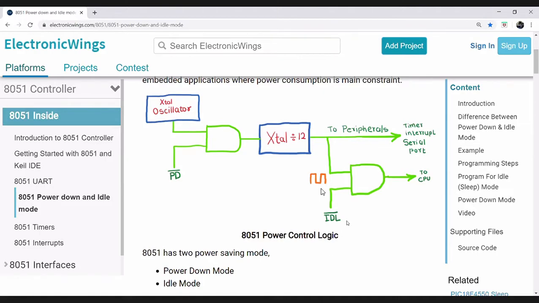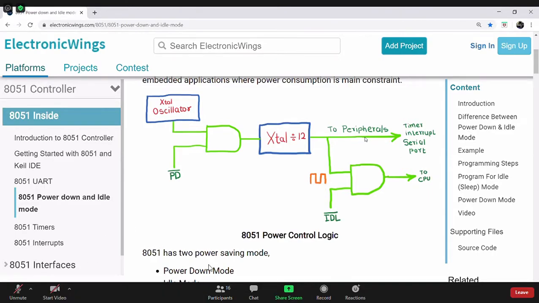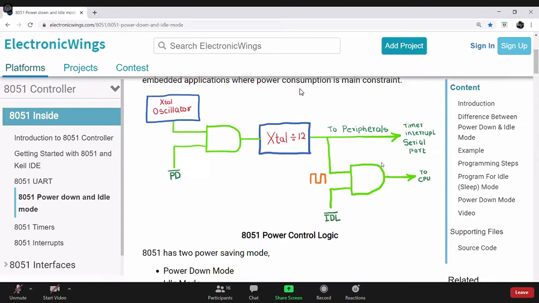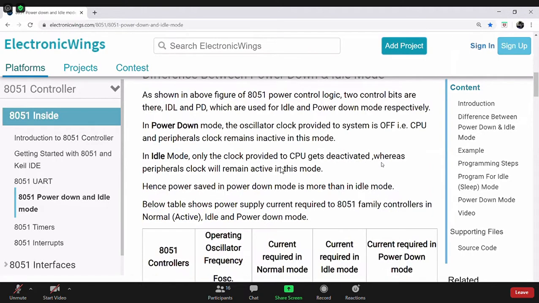In idle mode, what will happen? The CPU will not get the power, but the peripheral will get the power. In power down mode, both peripheral and CPU will not get the power, because of the reasons I told you. Okay? Yes, sir.